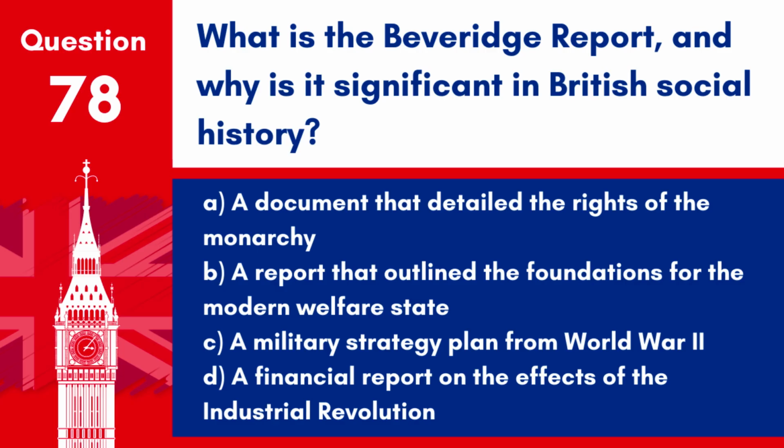Question 78. What is the Beveridge Report, and why is it significant in British social history? A. A document that detailed the rights of the monarchy. B. A report that outlined the foundations for the modern welfare state. C. A military strategy plan from World War II. D. A financial report on the effects of the Industrial Revolution. Answer: B. A report that outlined the foundations for the modern welfare state. The Beveridge Report, published in 1942, proposed widespread reforms to address social welfare issues.